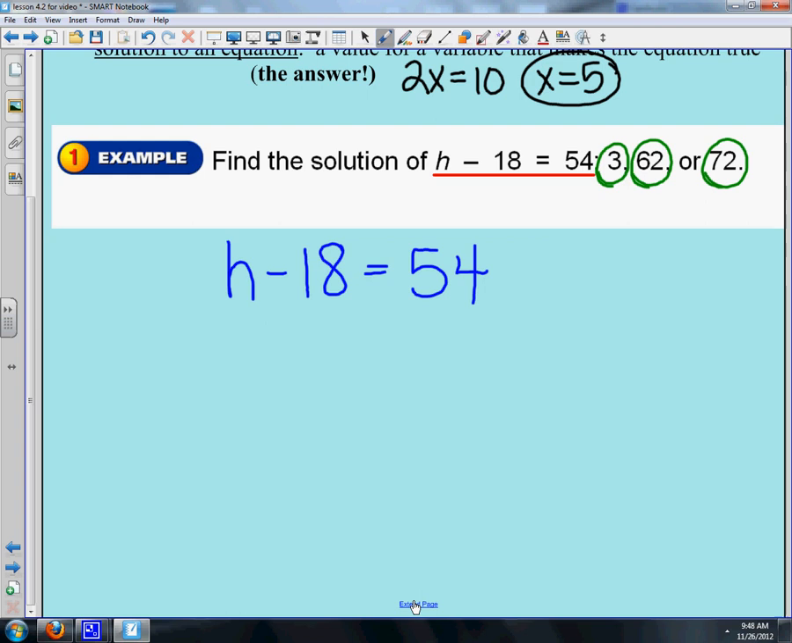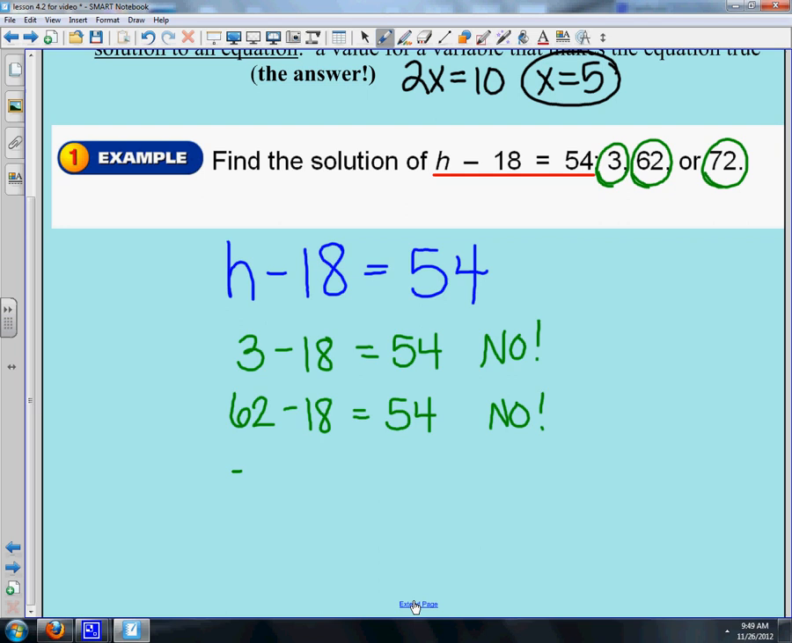If I put 3 in and I do 3 minus 18, does that equal 54? No. What if I do 62 minus 18? Does that equal 54? Well, 62 minus 10 is 52, so I'd have to do minus 18, so that does not work either. And then I have 72 minus 18. Does that equal 54? Well, 72 minus 20 is 52, and then I have 2 extra because this is an 18, so yes, that does work. So that's one way to do it, is to guess the number and then check your answer.